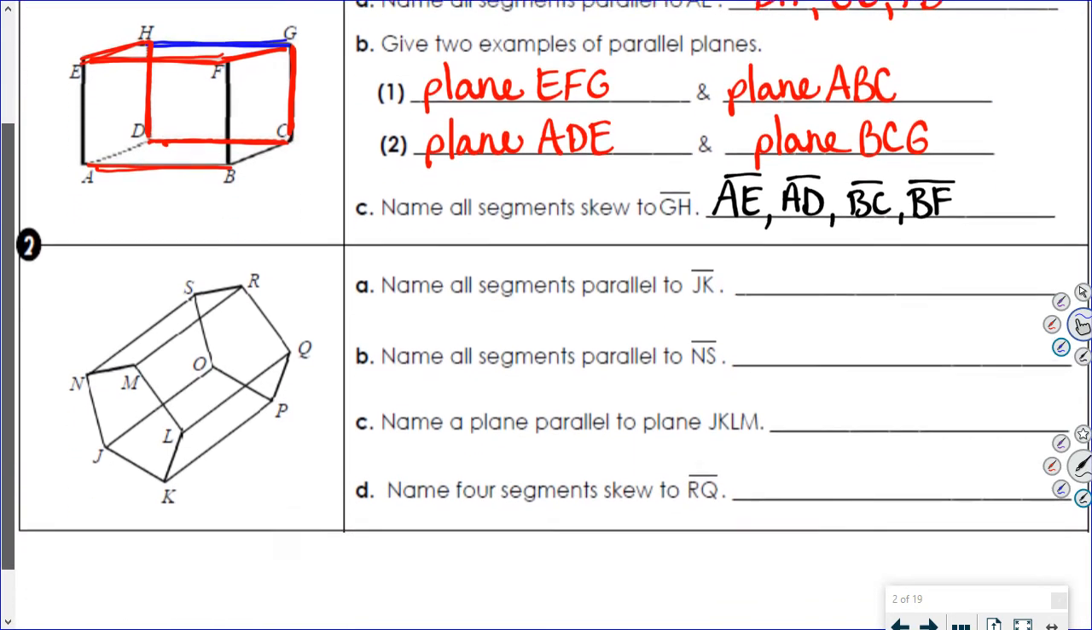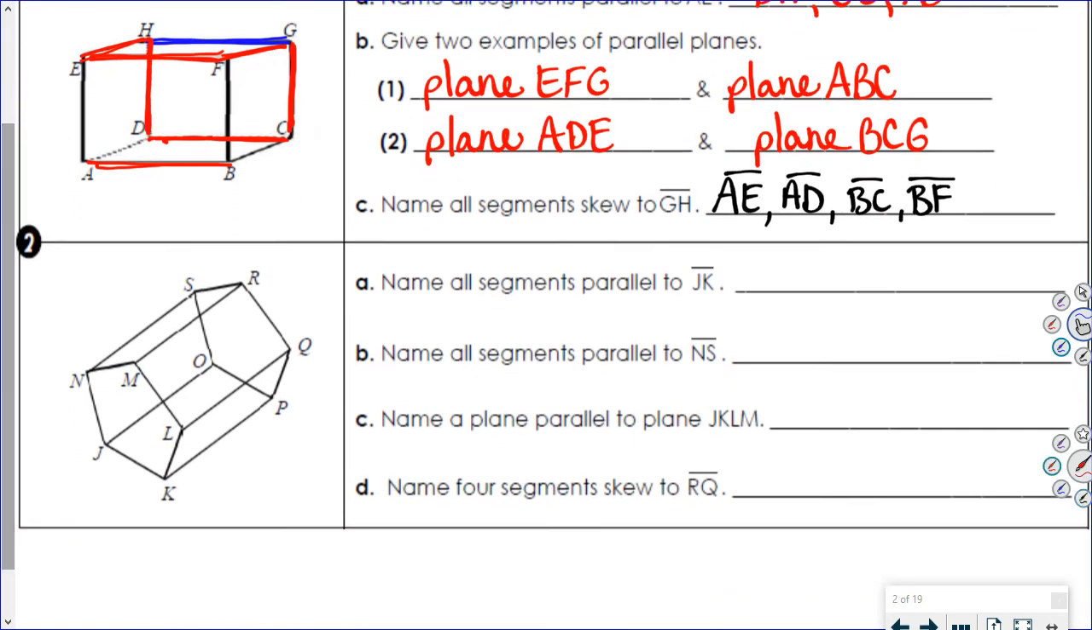When I look down at example number 2, it says name all segments parallel to JK. So if I look here, JK is running at that angle. The only other one that's running at the same angle is segment OP. Name all segments parallel to segment NS. This is a little different because it's running diagonal. So all of these running in that same direction are going to be considered parallel. So you have 4 others. You have segment MR, you have segment LQ, you have segment KP, and last but not least, you have segment JO.